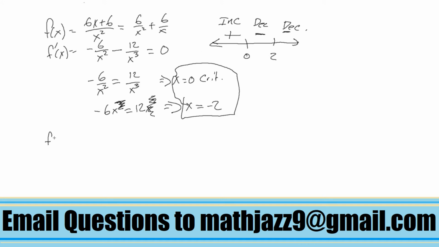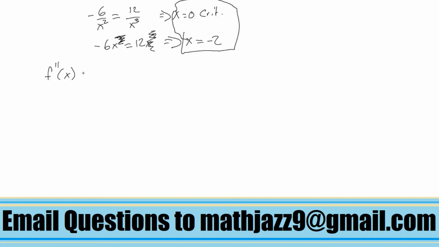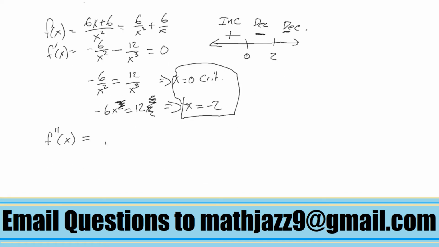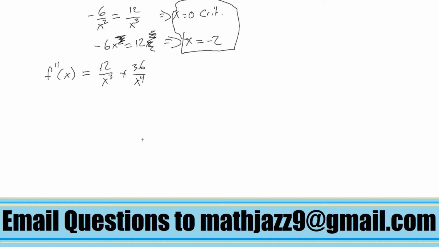Okay, and then we have to do this to the second derivative to find the points where we are concave up and concave down. So we'll scroll just a little bit down. Now, the derivative of the derivative will be positive 12 over x cubed plus 36 over x to the fourth. That's our second derivative by the power rule. We set this equal to 0. That'll give us 12 over x cubed equals negative 36 over x to the fourth.